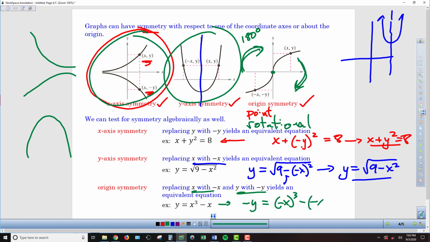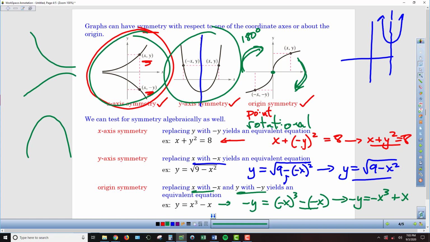And then minus negative x here. So if we keep on going, we're going to see we've got negative y equals, now negative x cubed is negative times negative times negative. So I'm going to get a negative and then x cubed. And then here we've got minus a negative, which becomes plus, whoops, not 1, but a positive x.